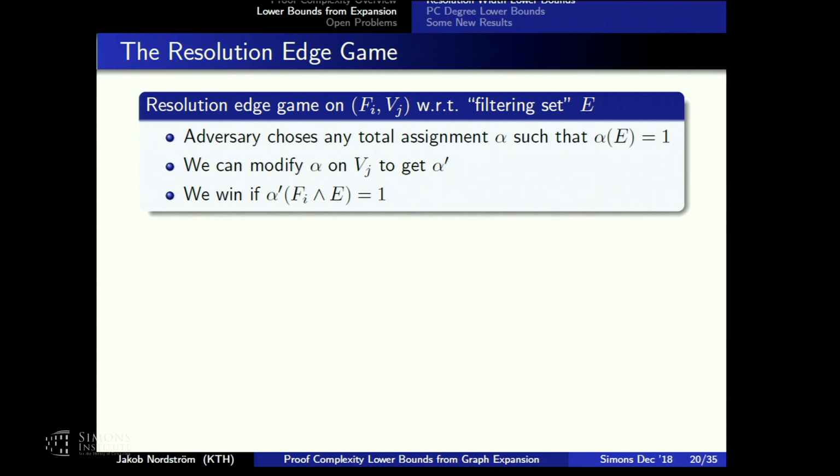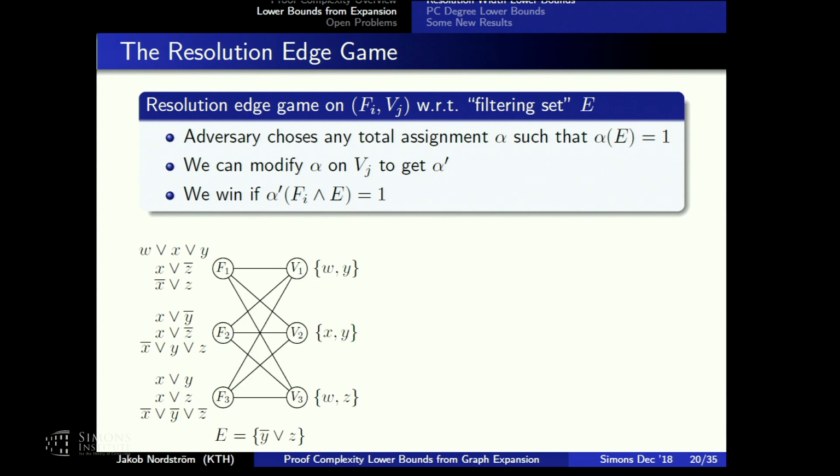It has to be like a valid assignment. We get to modify it on the variables in the right hand side vertex. Then we win if our assignment is also valid, it satisfies the filter, and it satisfies the clauses we were playing on. So now let's play this game. This is hopefully exactly the same instance. Okay, let's play on this edge. So can we win?